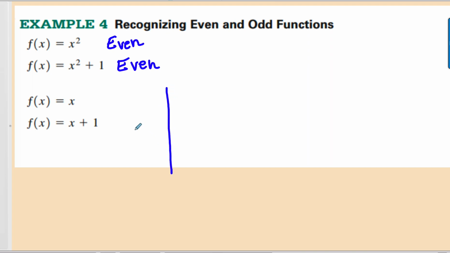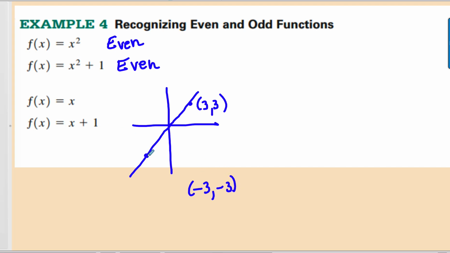F of x is equal to x. That is our line right here. Sometimes students feel more comfortable if I give them a point. Like say this is the point 3, 3, because if you put 3 in here, you get 3 out. And if we change the sign of 3, if you put a negative 3 in here, you're going to get a negative 3 out. And that's an example of symmetry with respect to the origin. You can see when you change the sign of the input, it changes the sign of the output.